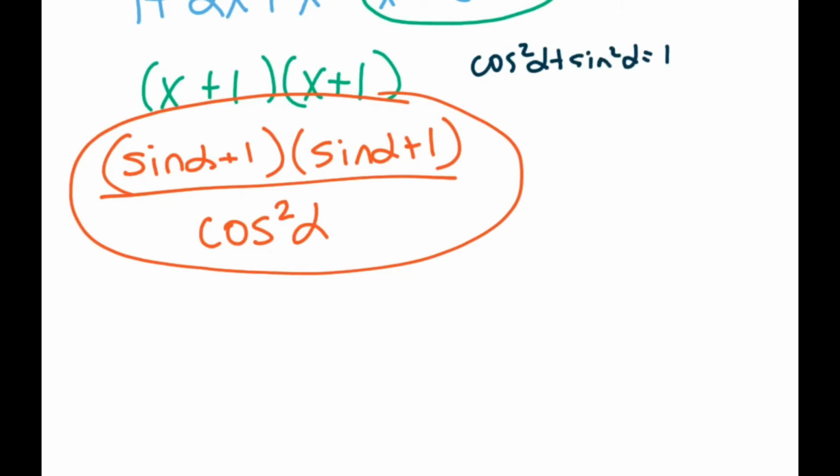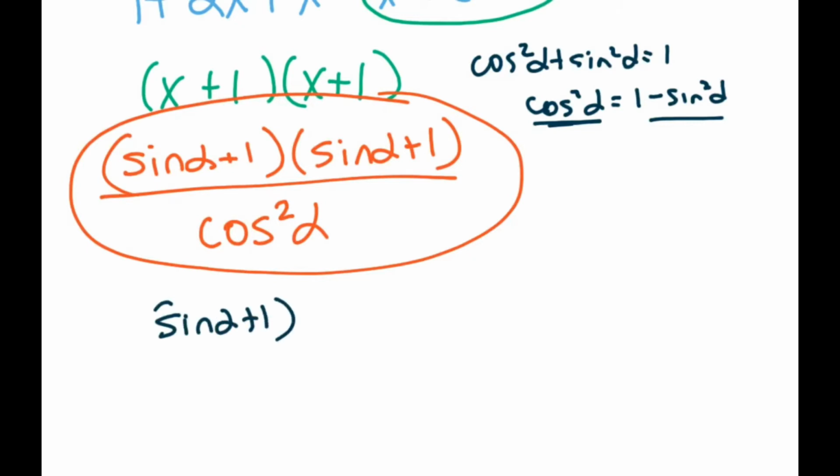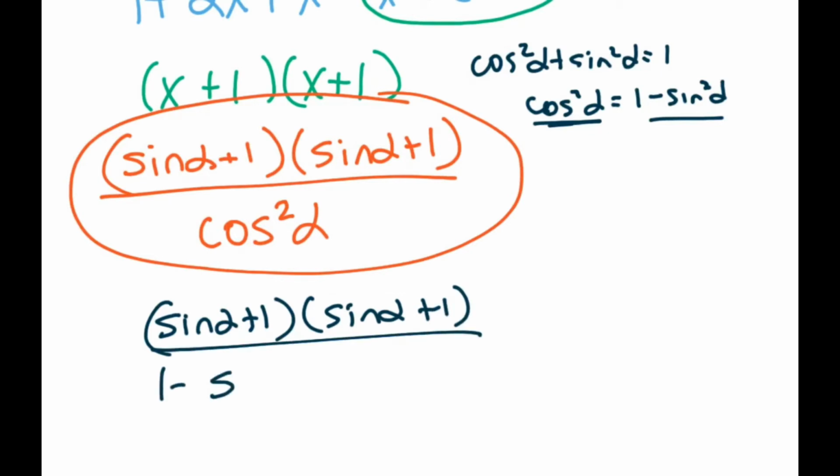Solve this for cosine squared alpha. This may be something you wouldn't have thought of, and you might think, I never would have thought of that. Well, maybe you wouldn't have yet, but you start getting used to asking, what else can I replace it with? So instead of cosine squared alpha, what if I write sine alpha plus 1 times sine alpha plus 1 over 1 minus sine squared alpha.